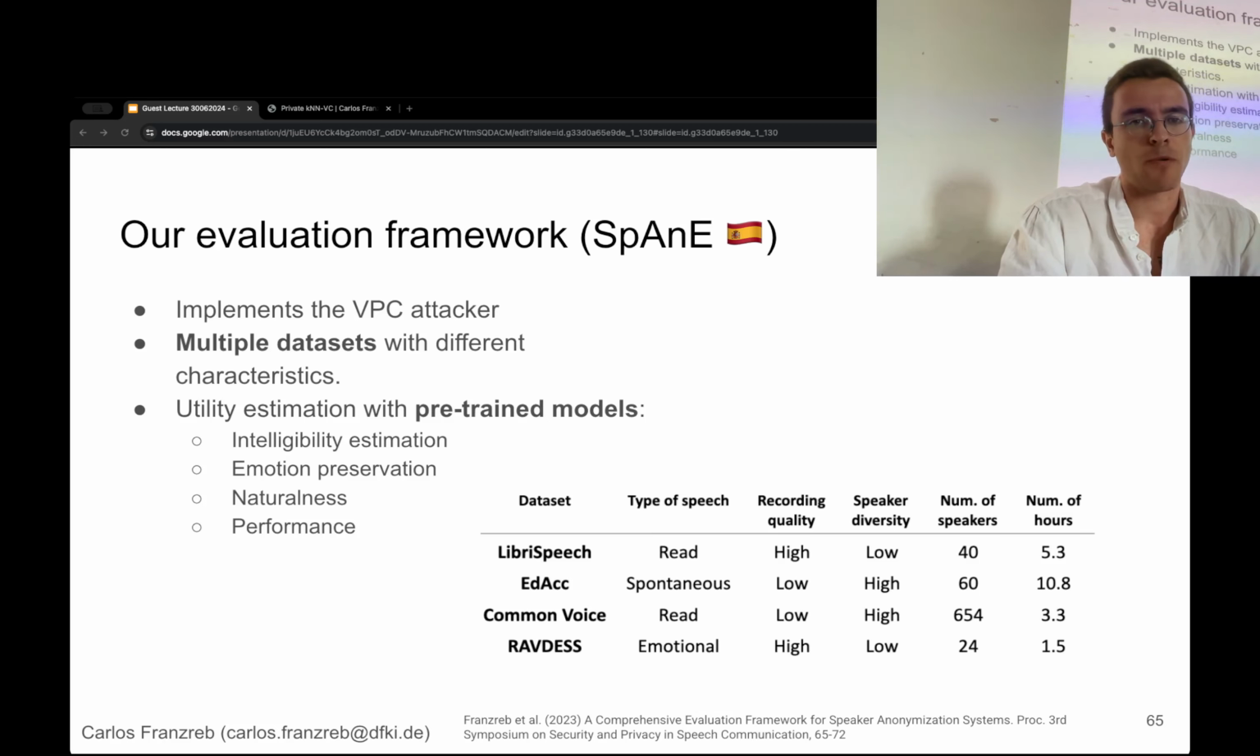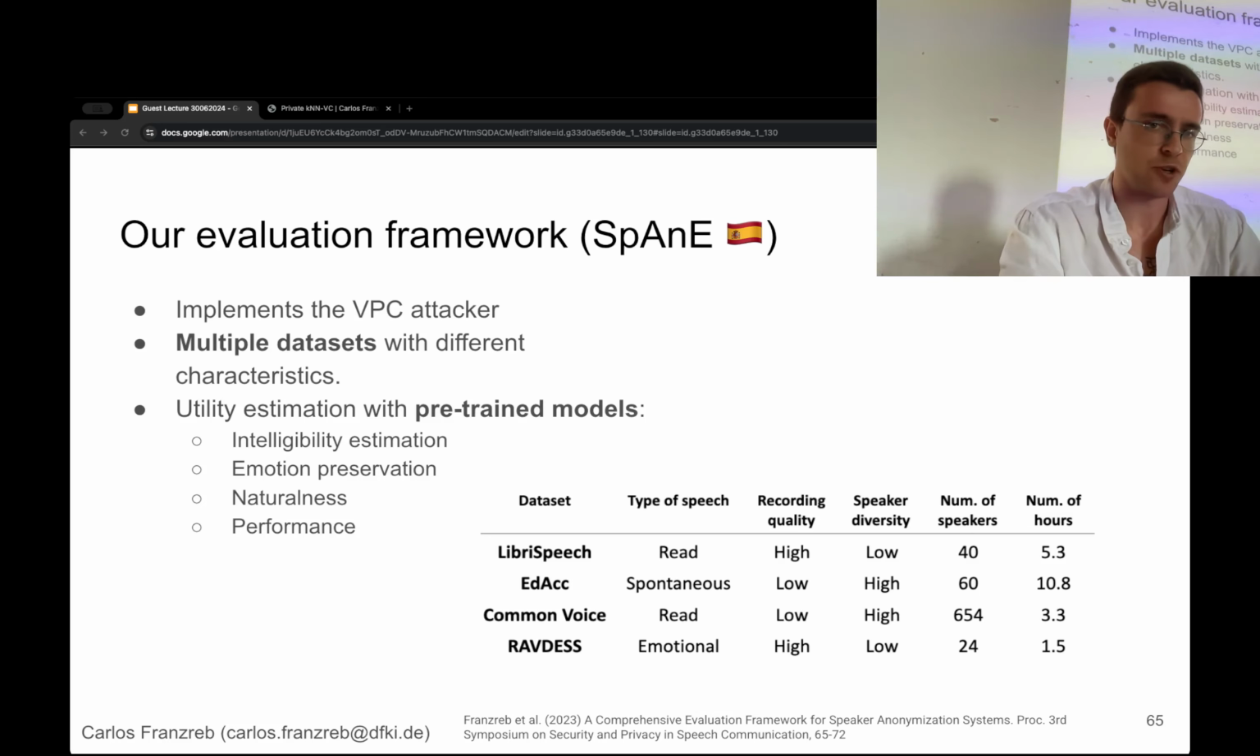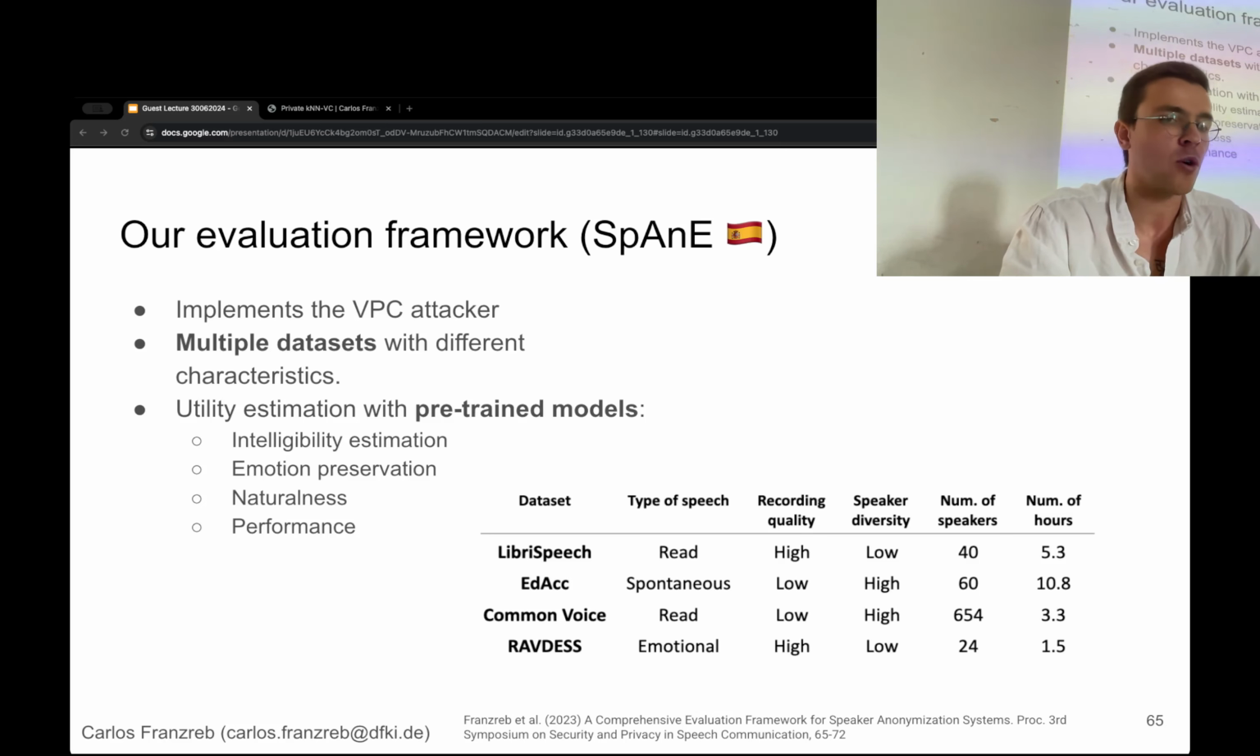Yeah, and we also propose to look at emotion preservation as a way of measuring prosody. And for this, we also included an emotional data set. And all the utility evaluation happens with pre-trained models, because what we're interested in here is to evaluate whether the anonymized speech is well suited for human consumption. And we are not trained to understand anonymized speech, right? We expect anonymized speech to be intelligible from the get-go. And this is why I think we should also do the same with the utility evaluation.